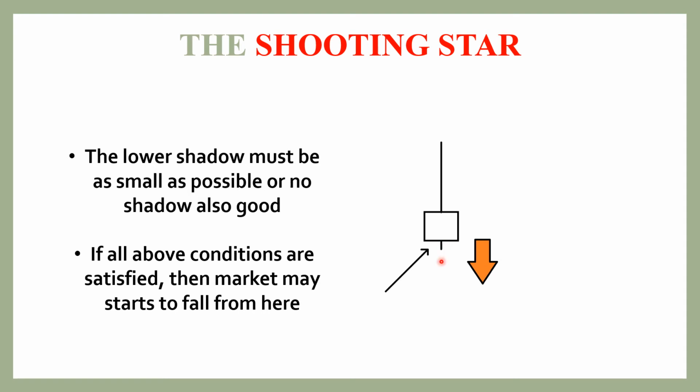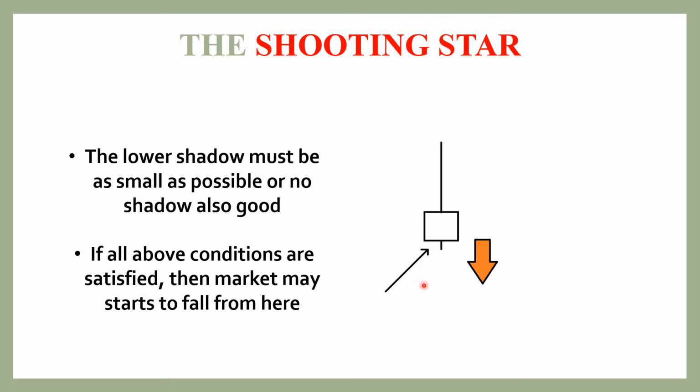If it is long, then it is not called a shooting star. For a shooting star, the lower shadow must be as small as possible. If all the above conditions are satisfied, then the market may start to fall from here. What are the conditions? First, the market is in an uptrend. After that, a shooting star must be formed, and this upper shadow must be two times this real body, and the lower shadow must be as small as possible.